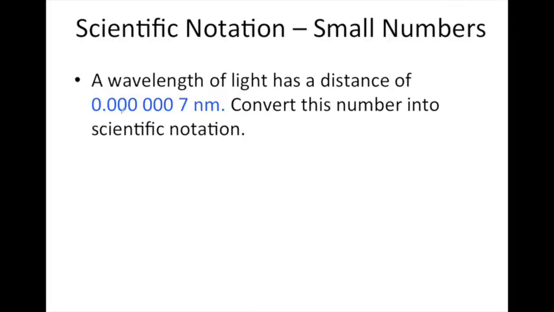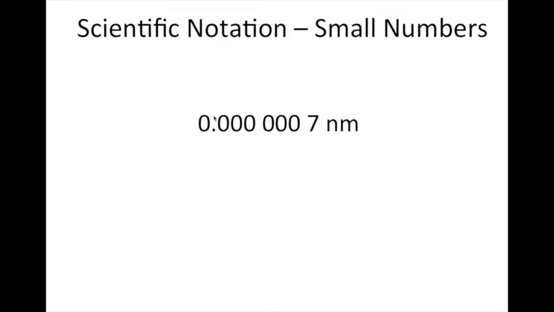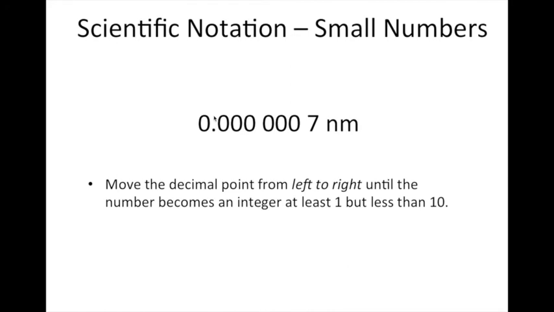Let's say we had a wavelength of light, and this was the wavelength. Convert this into scientific notation. We follow very similar rules as we did for the big numbers, but instead of moving the decimal point right to left, we need to move it left to right in order to get a number that is at least 1 but less than 10.